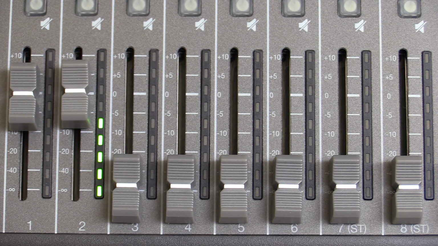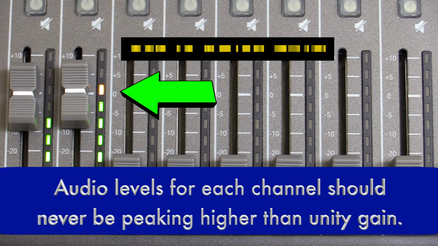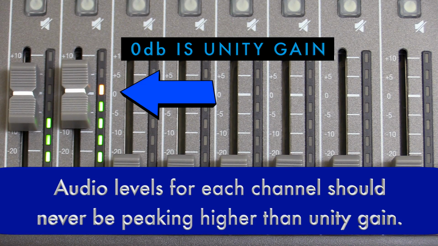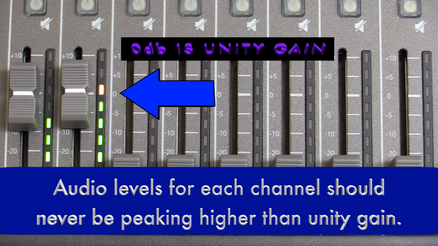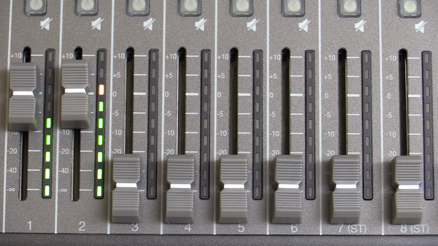Audio levels for each channel should never be peaking higher than unity gain, which is the 0 decibel mark. Ideally, audio shouldn't peak higher than -5 decibels, and audio levels can be raised in Audition if needed.